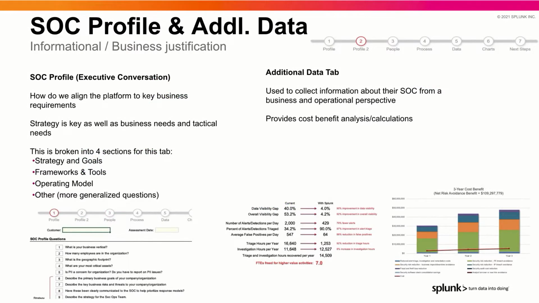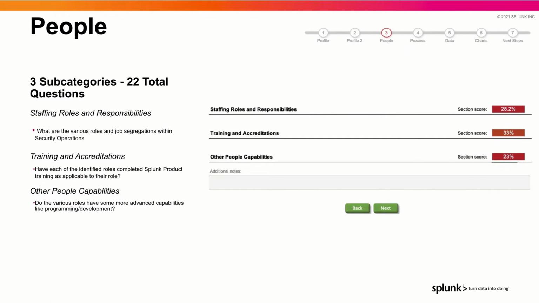The first section is the SOC profile. This is where we really create that executive alignment and sponsorship in terms of aligning the platform to what you're trying to achieve as a business. Then the next section is the people section, where we get into what we covered in last week's session: what types of staffing and roles do you have, what types of training do you have specific to those roles, and what types of capabilities, like do they know certain scripting languages, etc.